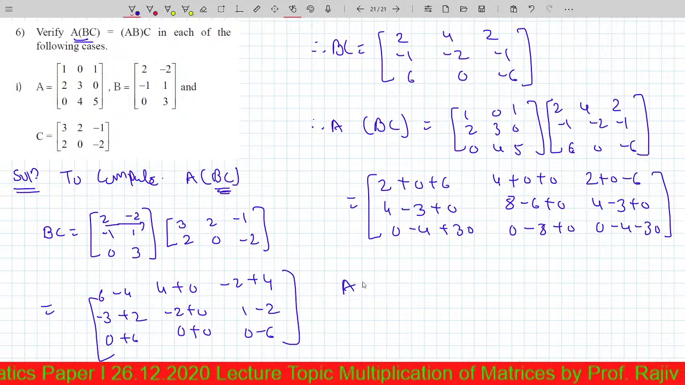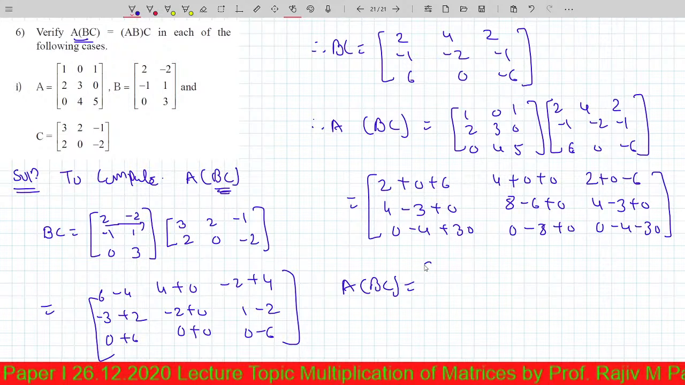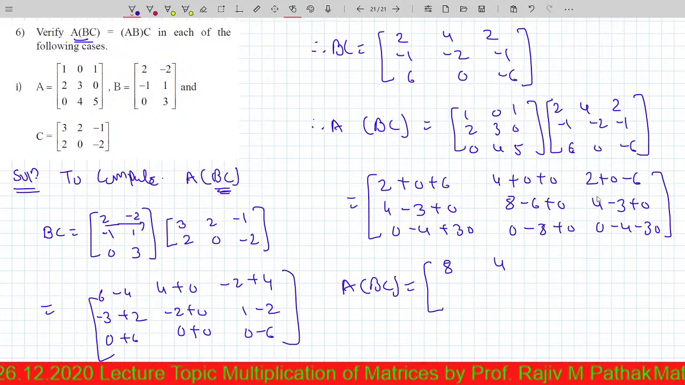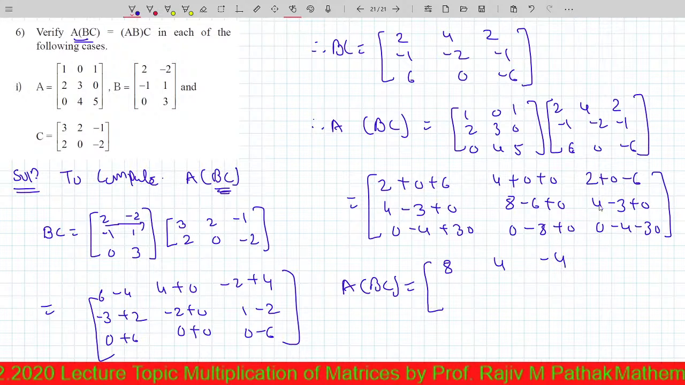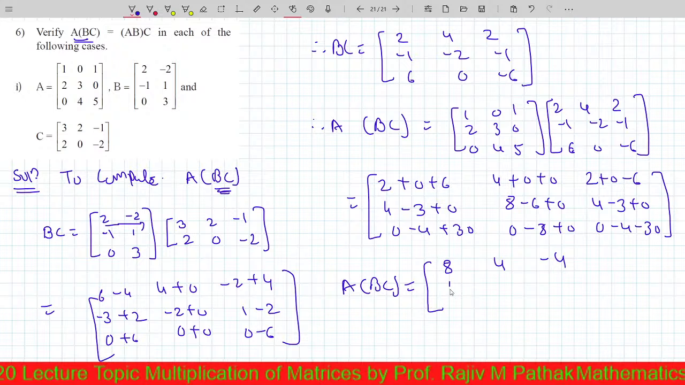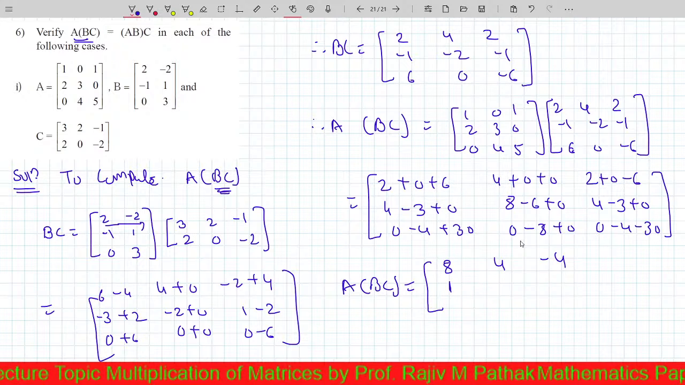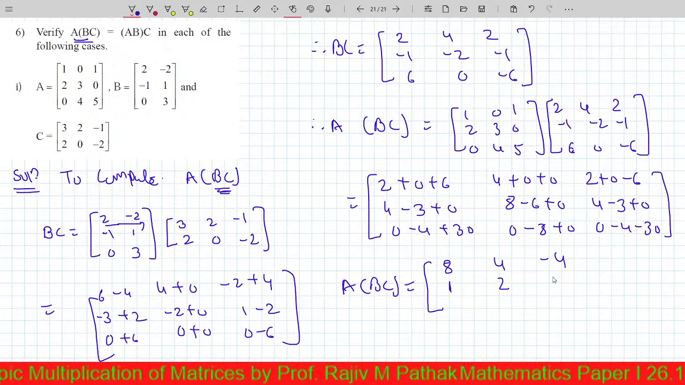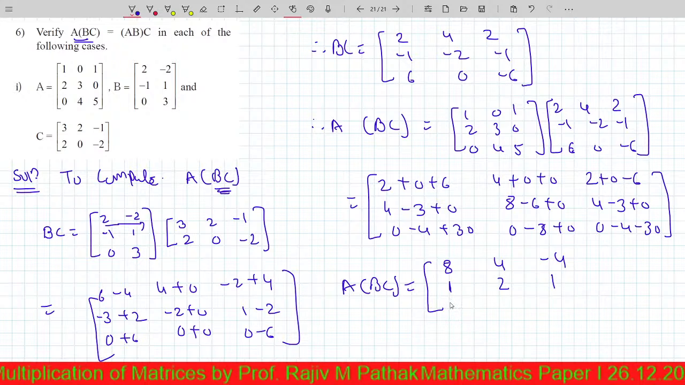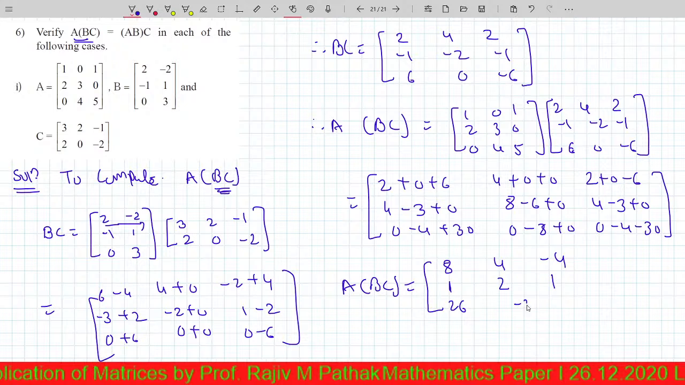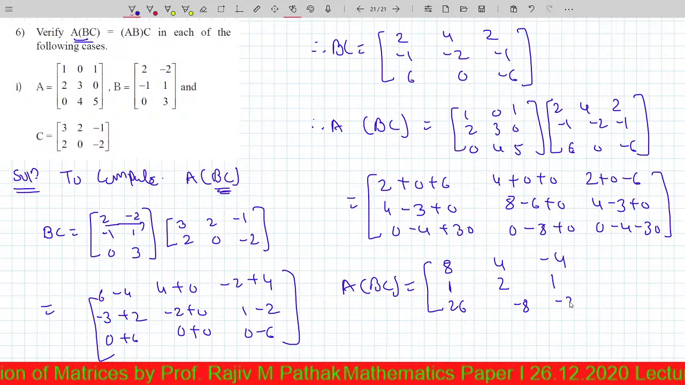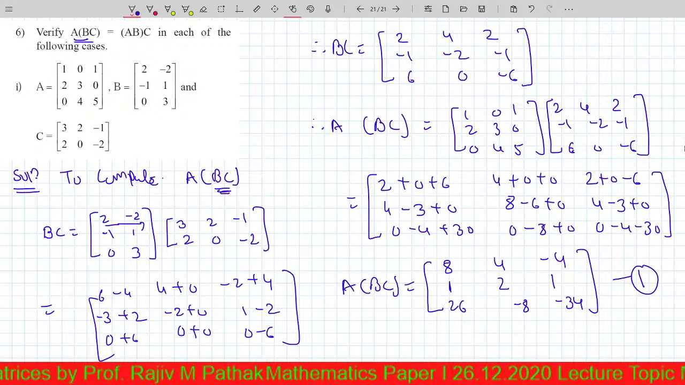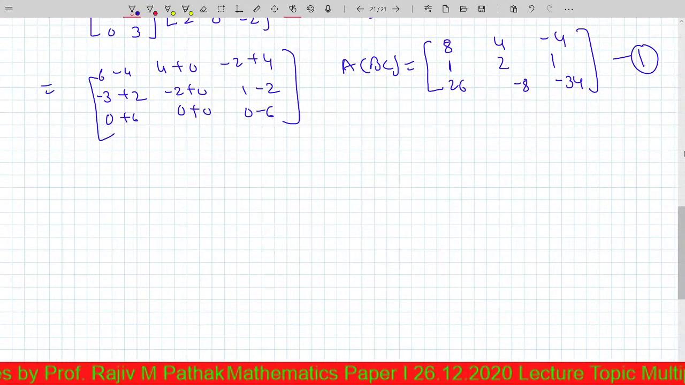Compute this. So A into BC is equal to 8, 4, minus 4. 4 minus 3 is 1, 8 minus 6 is 2, 1. 26, minus 8, minus 34. This is A into BC. Then to compute AB into C.